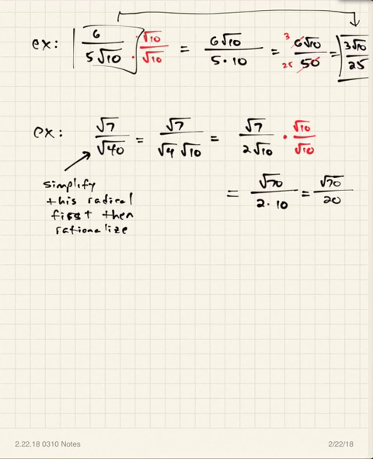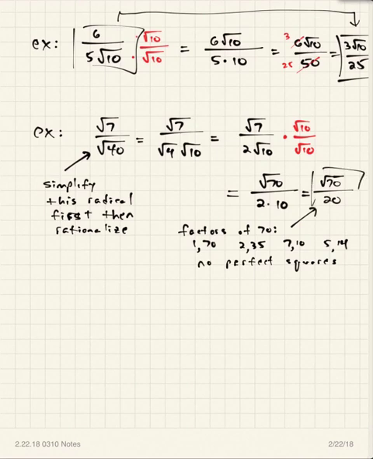The factors of 70 are 1 and 70, 2 and 35, 7 and 10, and let's see, 5 and 14. None of those are perfect squares, right? There's no perfect squares there, and so there's no way that it simplifies. And so you're stuck with it just like that. So there's our simplified, rationalized version of the first fraction.